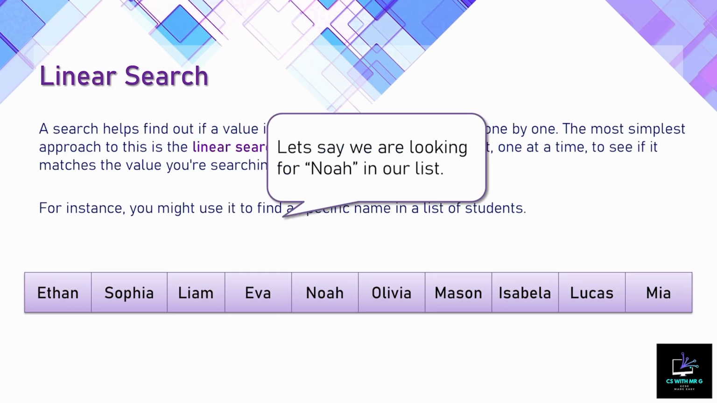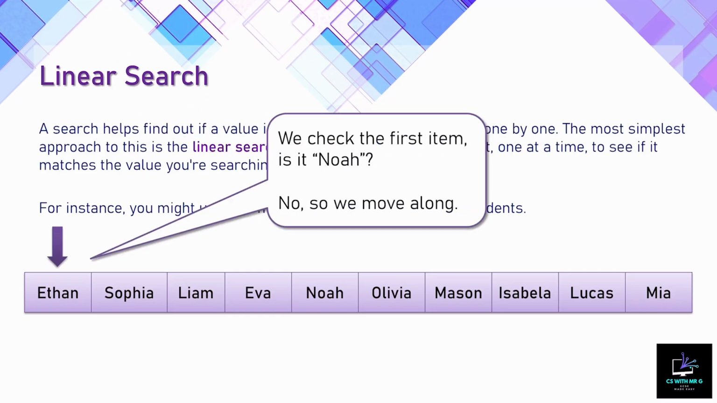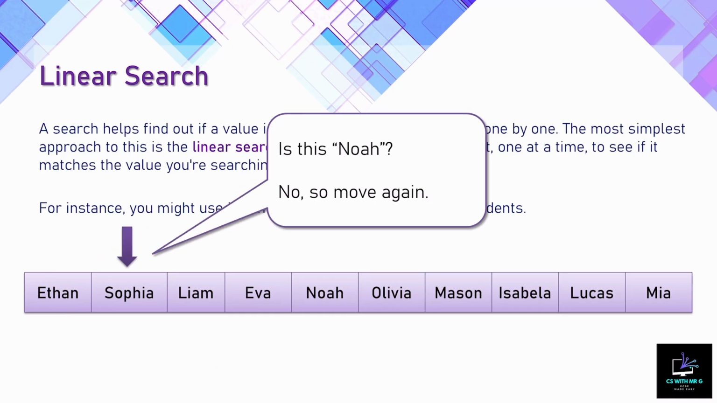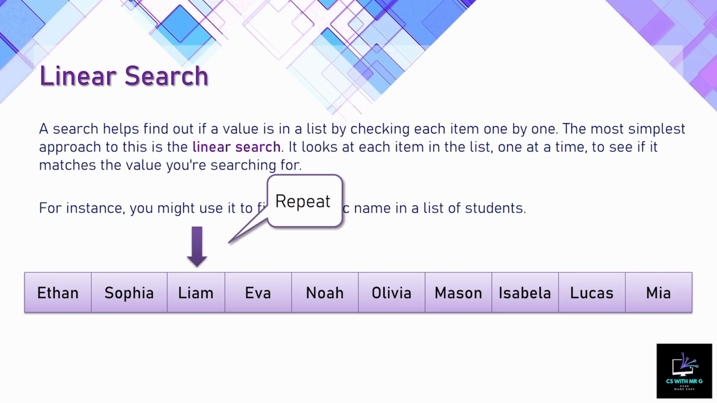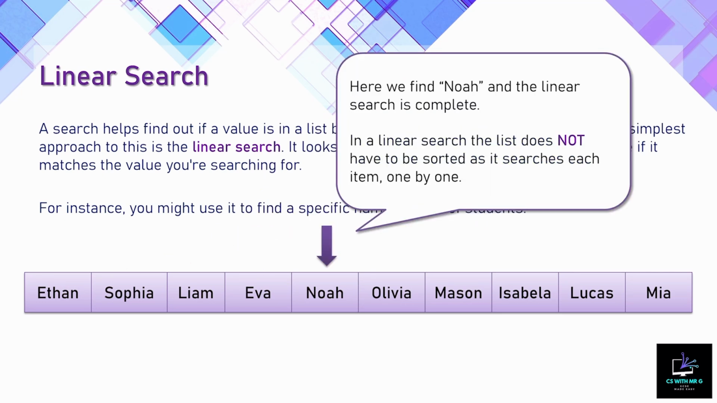Now let's say we're looking for Noah in this list. The first thing we do is look at the first item, which is Ethan, and we check if it equals Noah. Is Ethan equal to Noah? The answer is simply no, so we go to the next item. Is this Noah? No, it's Sophia. We move on and we keep repeating until, as you might have guessed, the search matches the item in the list. So here we found Noah and we found it in position 1, 2, 3, 4, 5.